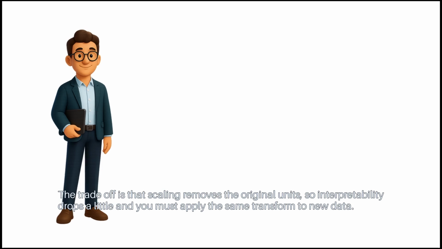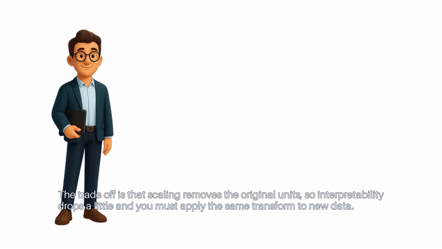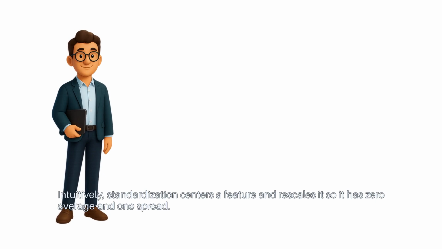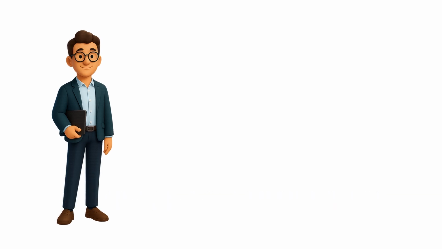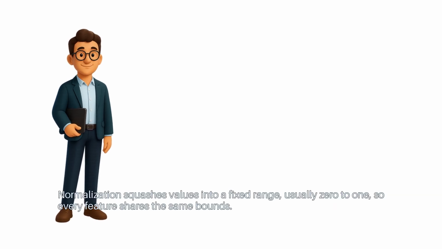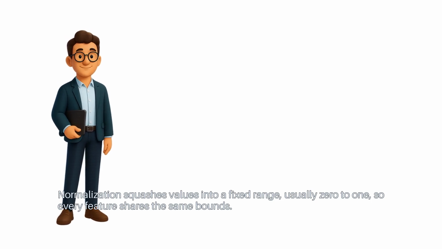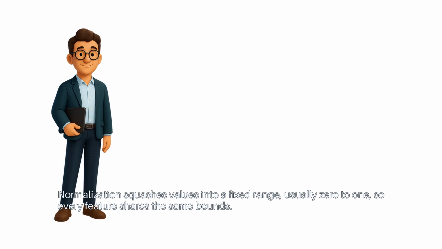The trade-off is that scaling removes the original units, so interpretability drops a little, and you must apply the same transform to new data. Intuitively, standardization centers a feature and rescales it so it has 0 average and 1 spread. Normalization squashes values into a fixed range, usually 0 to 1, so every feature shares the same bounds.